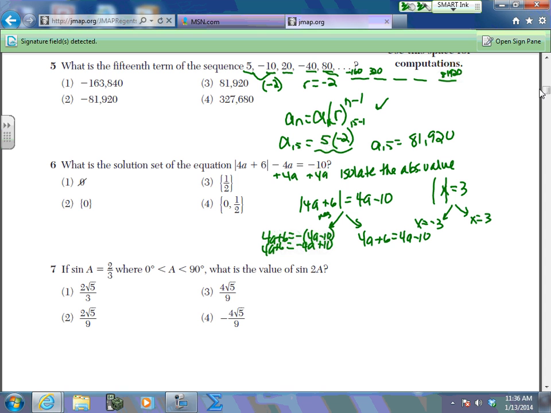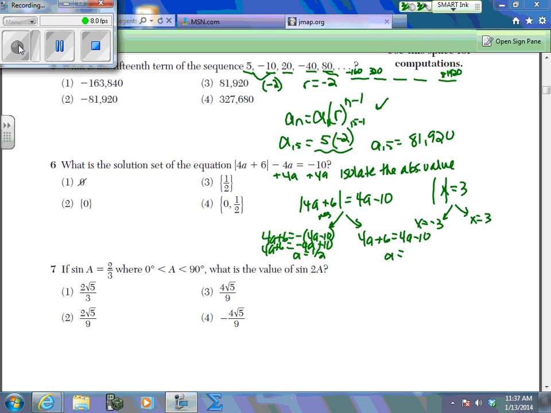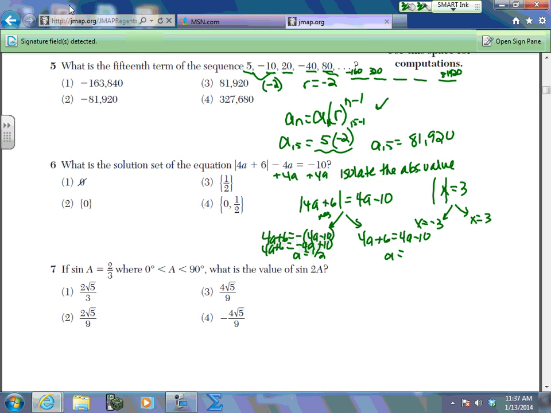Now, when you solve for A in this one, A is equal to 1/2. When you solve for A in this one, actually, your A's are going to eliminate. If you subtract 4A, your A's will eliminate, and you will be left with this, which is not true. So this one has no solution on this side.